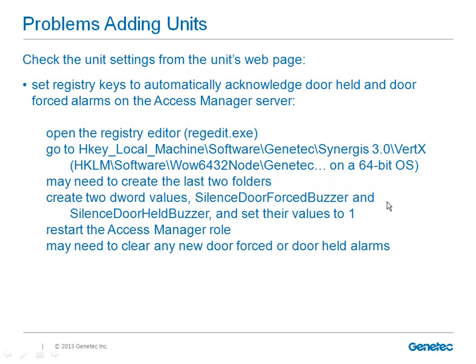Now in the Vertex folder, we'll need to create two DWORD registry keys. We're going to call them Silence Door Forced Buzzer and Silence Door Held Buzzer, and we're going to set the value for both of those DWORDs to 1. Once that's done, you need to restart the Access Manager role and clear any new door held or door forced alarms on the controller's web page.